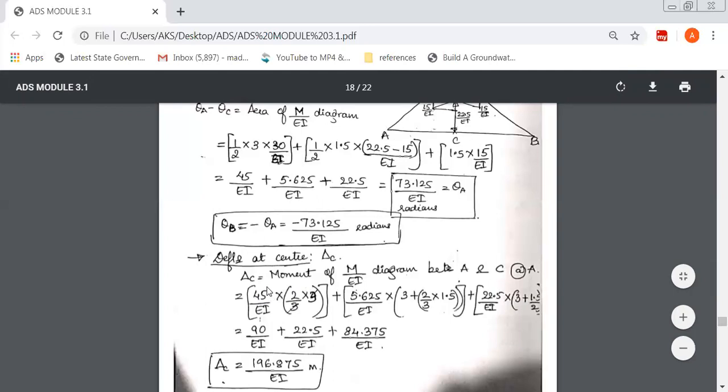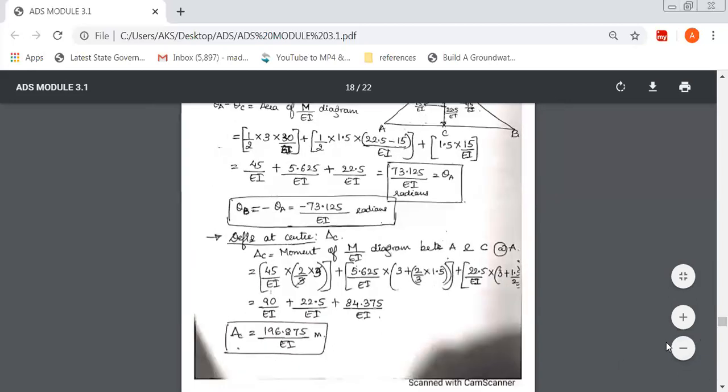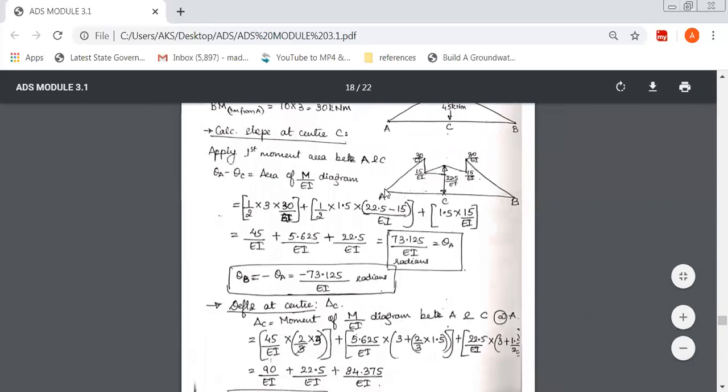So it's nothing but area into CG distance, area into CG with respect to A. First, area. We have already solved this, so take up this value. First is a triangle, the bigger triangle. So area of the bigger triangle, then its CG. With respect to A, the CG of a triangle measured from the apex is 2/3 of the base. Base is 3 meters, so 2/3 of 3. So area into CG. Next, area of this small triangle.